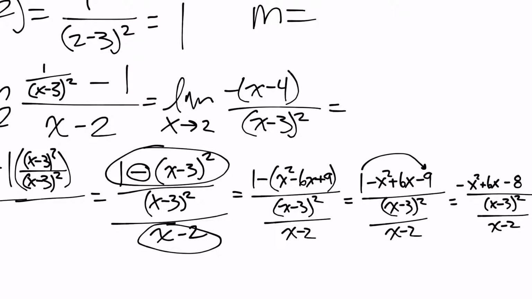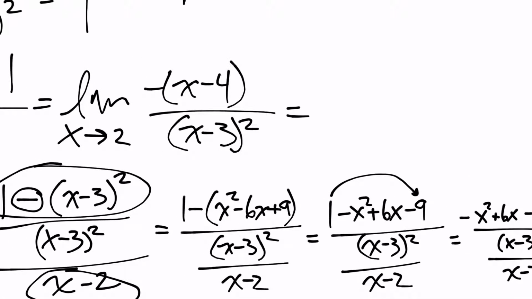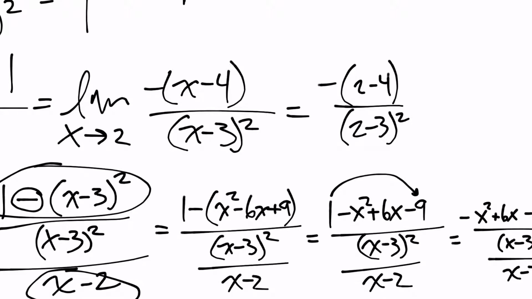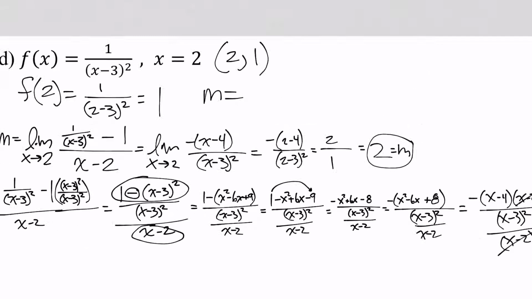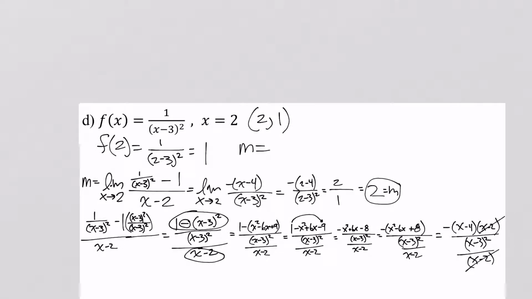Boom. Now we can directly substitute in 2, so we get negative (2 minus 4) over (2 minus 3) squared, and I just need to simplify now. 2 minus 4 is negative 2, times a negative is a positive 2, over 2 minus 3 is a negative 1, squared is a positive 1, so our slope is 2. So I've found the slope, 2.